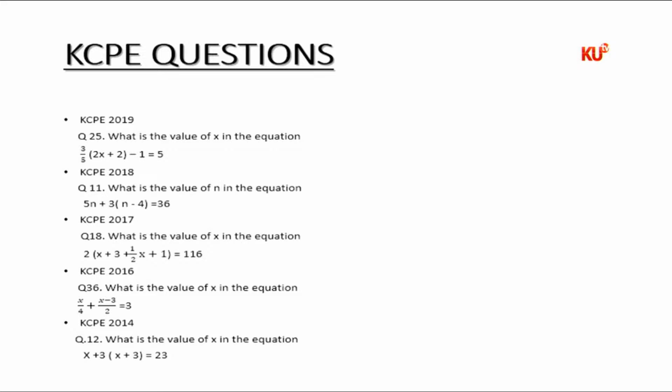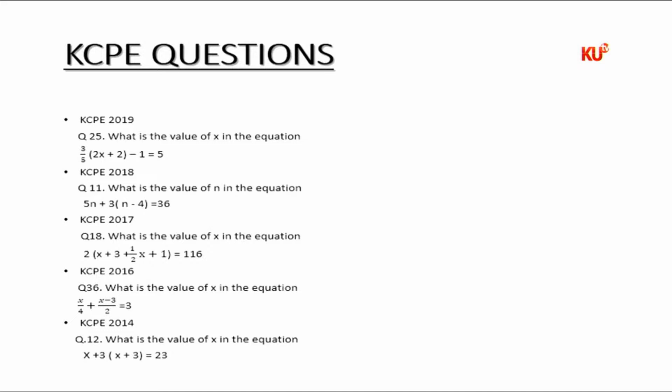KCP 2016, that is question number 36. The question was, what is the value of x in the equation? And the equation was x over 4 plus x minus 3 over 2 is equal to 3.